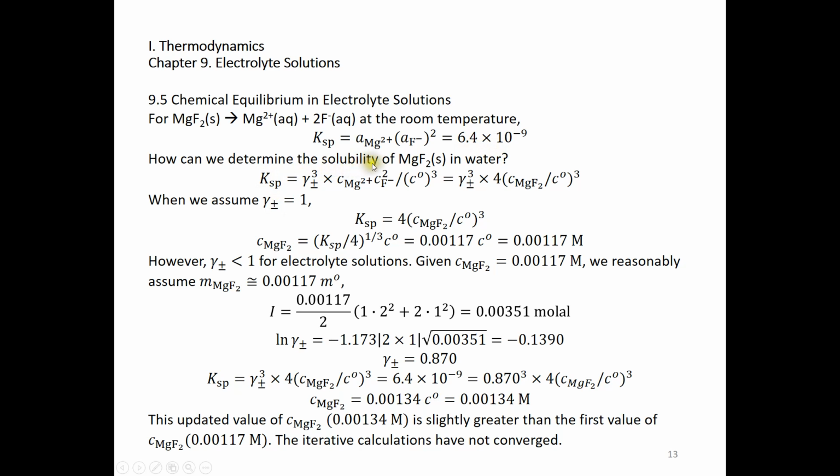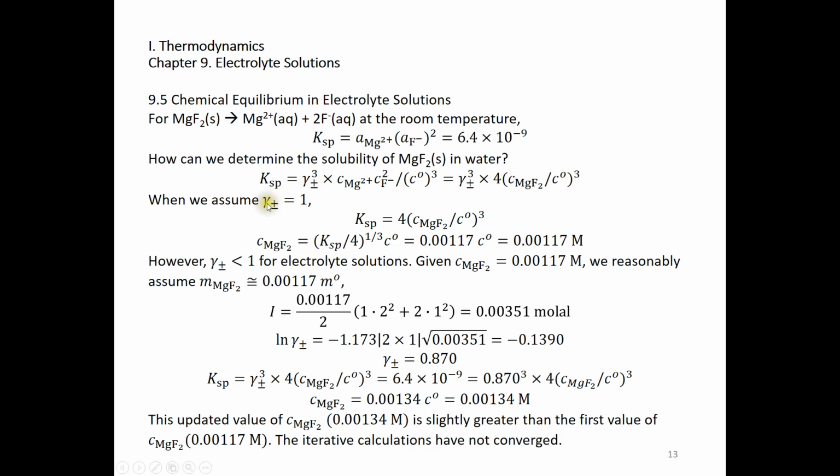How can we determine the solubility? Again, we have this equation, but unfortunately we do not know the value of gamma, and we do not know the value of C of MgF2. So this is just how much MgF2 is dissolved in water. So again, how do we solve this problem? We're going to use the method of successive approximations.